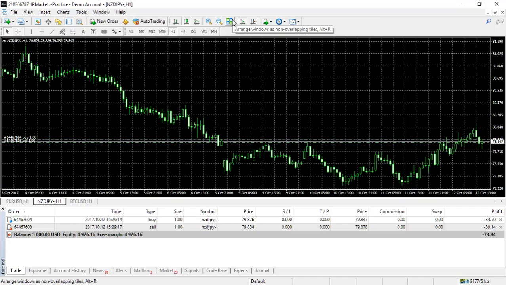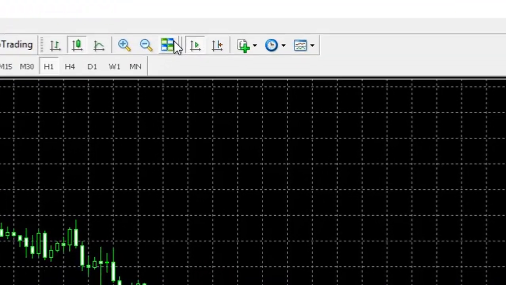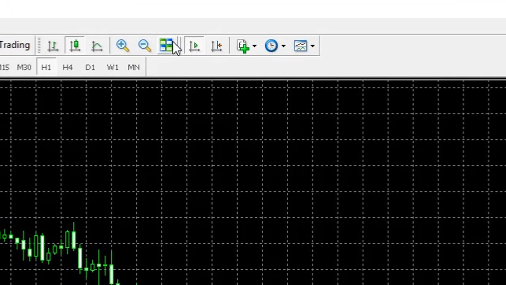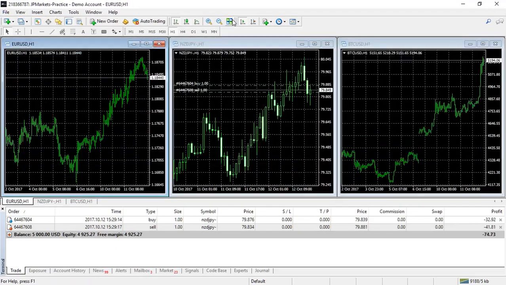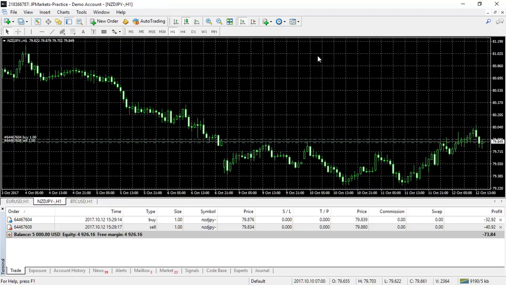This one will automatically arrange the windows that you have open. So I have three charts open, two currency pairs and Bitcoin. If I click on it, it'll arrange it like this, and it's not bad if you want to get a quick overview, but before you make a trading decision, you will probably want to expand it out and just make sure that what you're predicting is going to happen.